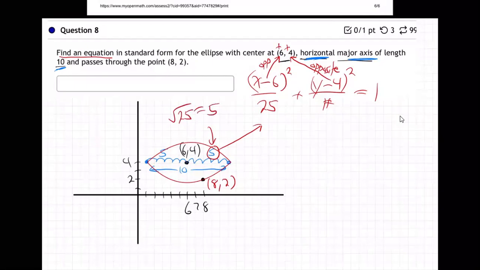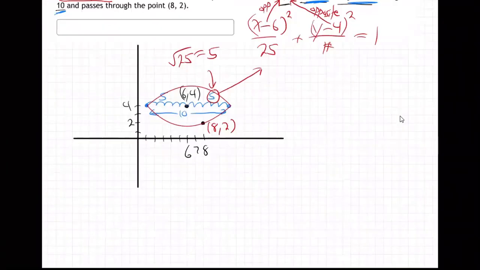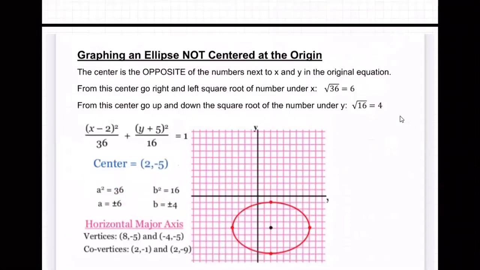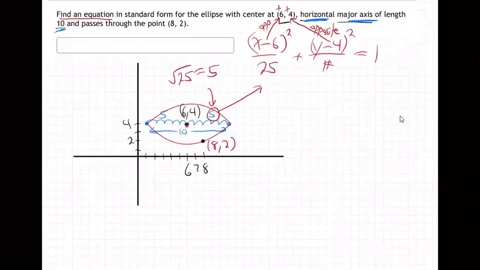How are we doing so far? Is this good? Again, one more time. Whatever's underneath X, the square root of it is how far right and left. Well, we already know how far right and left is 5, so the square root of this is 5. It's right.